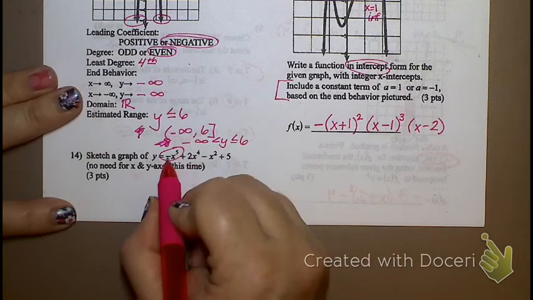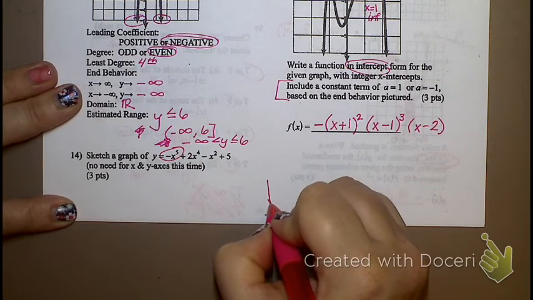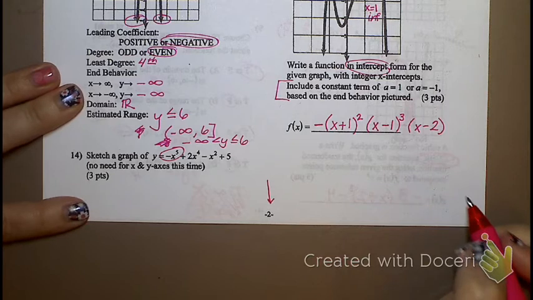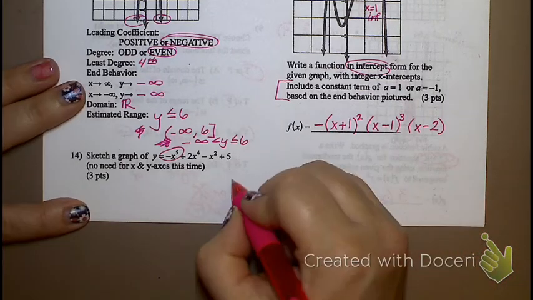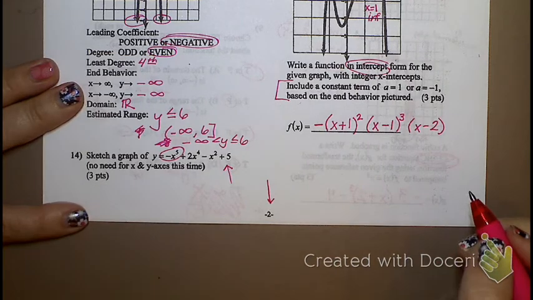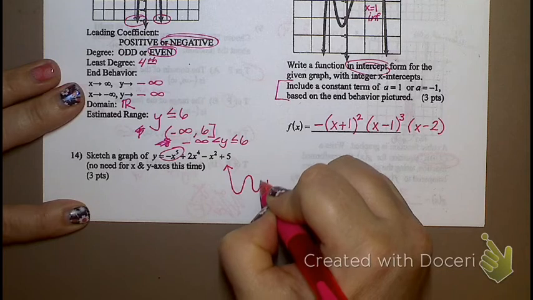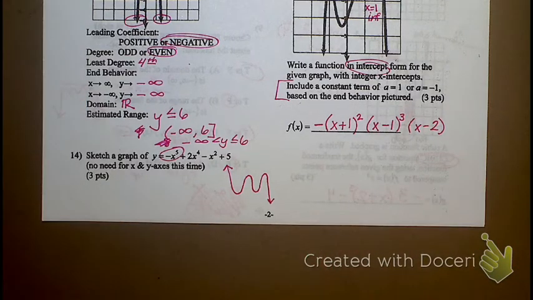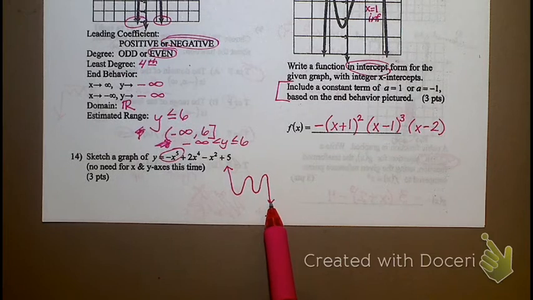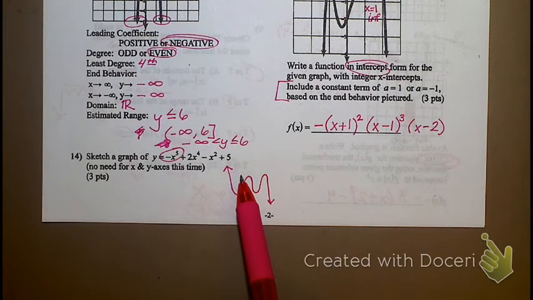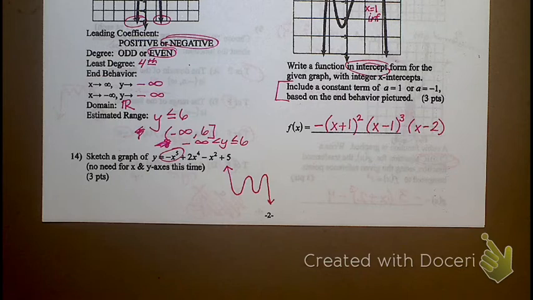So, negative leading coefficient means right side goes down. Odd degree means left side goes up. 5th degree means I have 4 bends: 1, 2, 3, 4. All I need is something that looks like that, and I got all 3 points. I gave 1 point for the right side going the right direction, 1 point for the left side going the right direction, and 1 point for the number of bends being correct. Okay? Questions? All right, last page.